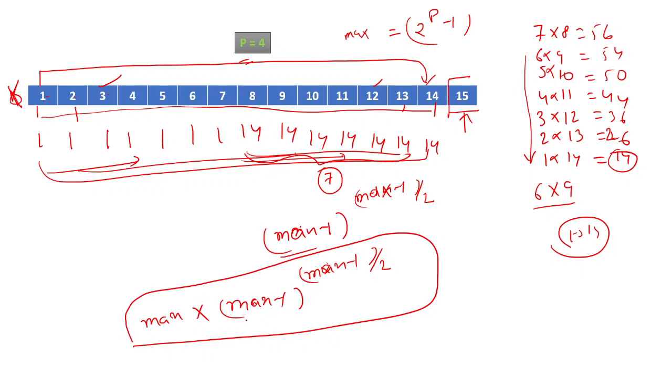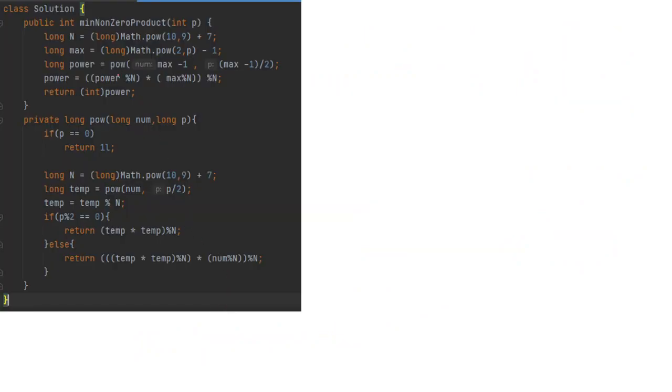Now see, this max can be 2 power p minus 1, and p can be up to 60. So this number max can be huge. So finding a number to the power of a huge number, you have to find a way to compute this power in small time. That you can do in log n time. You can search how to find power in log n time, Google that, and that's it. This is our answer.